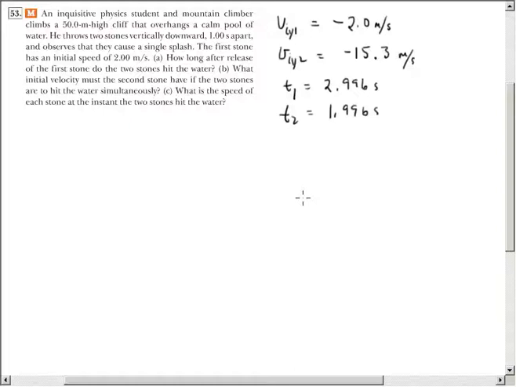Okay, now we're asked part C, what is the speed of each stone the instant the two stones hit the water? Well, now we have the following information: the initial velocity of each stone and the time through which each stone falls. Is there a relationship that I can use to calculate the final velocity of each stone? Pause the video and write down the relation.